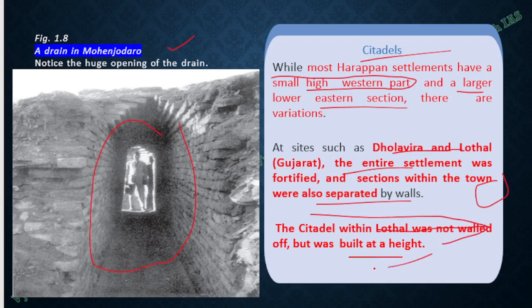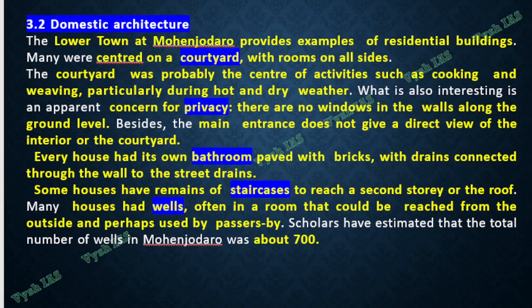So this is a question which UPSC can ask you: all the cities had walled citadels is a wrong statement because Lothal is an exception. Understanding my point? So like this you have to know the exceptions when you study.